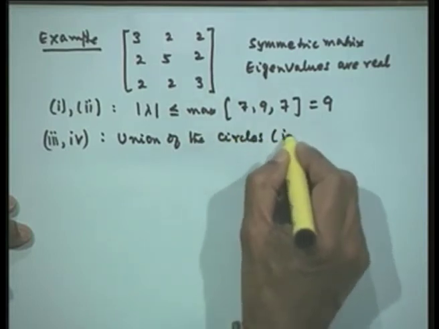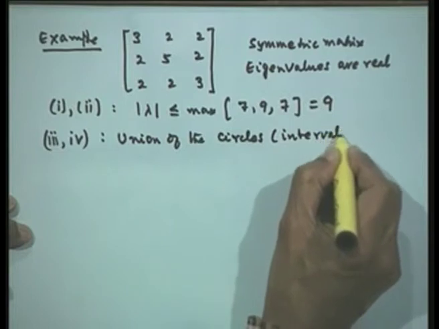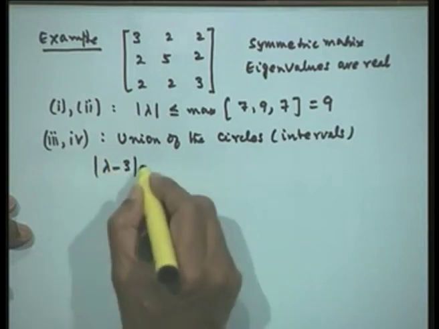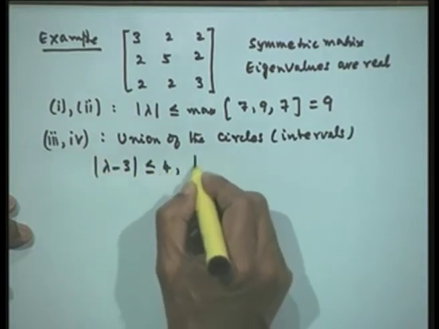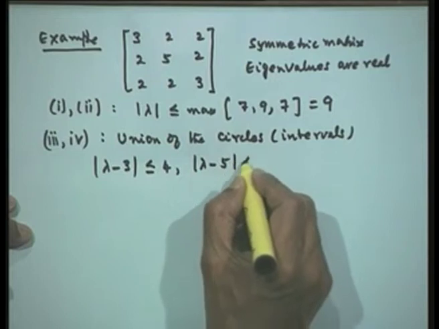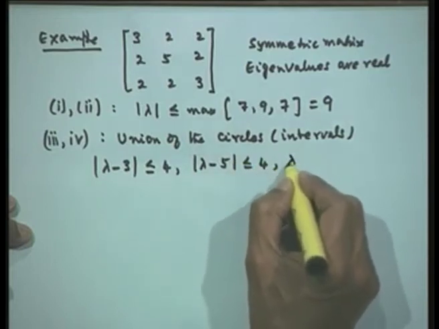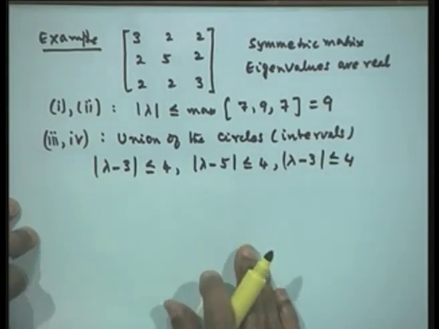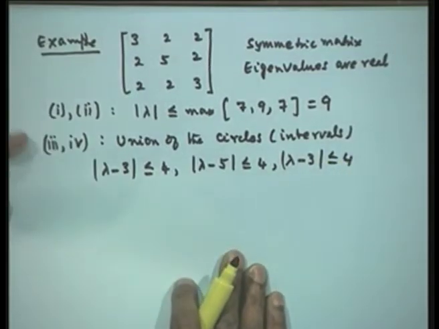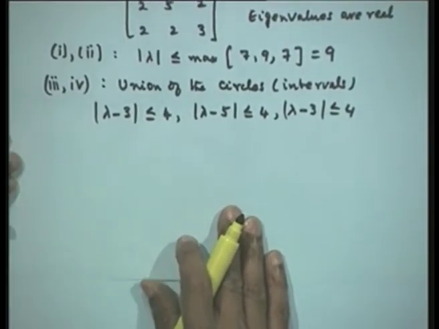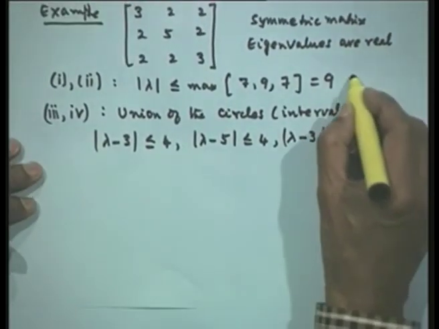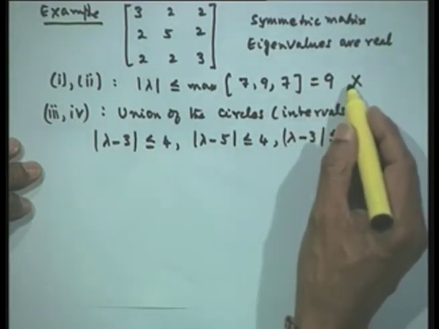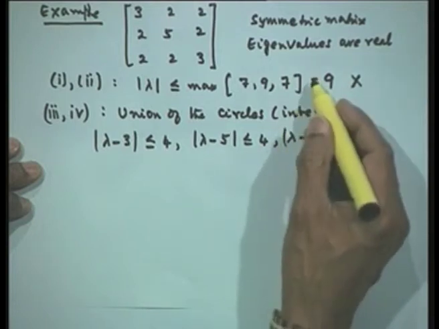Now they become intervals, that is magnitude of lambda minus 3 is less than or equal to 4, lambda minus 5 less than or equal to 4, lambda minus 3 less than or equal to 4. Now, we can see that this is too big, therefore, in the intersection we can throw away this particular bound, because this is much smaller than these bounds.